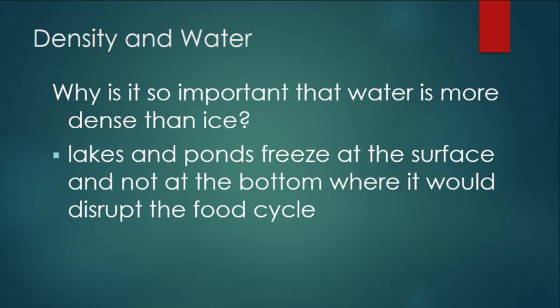That makes all the difference in the world, folks. Why is it so important that water is more dense than ice? Because that means that when it's wintertime and it's freezing outside, the ice is going to form where? On the top and not on the bottom, which would be very, very bad. Because where does the food cycle begin? In the water, at the bottom. So what if you freeze the food? What happens to all the little fishies?